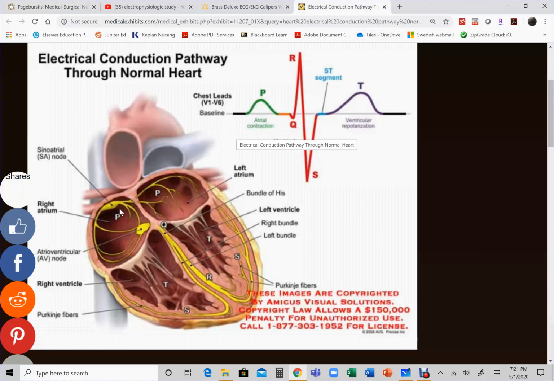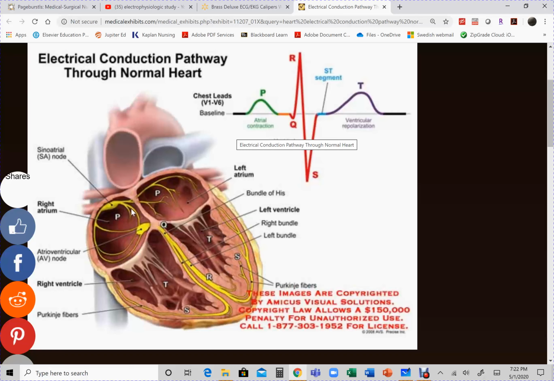Normal electrical conduction must be initiated by the SA node. The SA node is our primary pacemaker. So every heartbeat will be initiated by the SA node. So this has an intrinsic rate of 60 to 100. I already mentioned that there are 3 pacemakers, right? So this is the primary pacemaker, capable of generating 60 to 100 beats per minute.